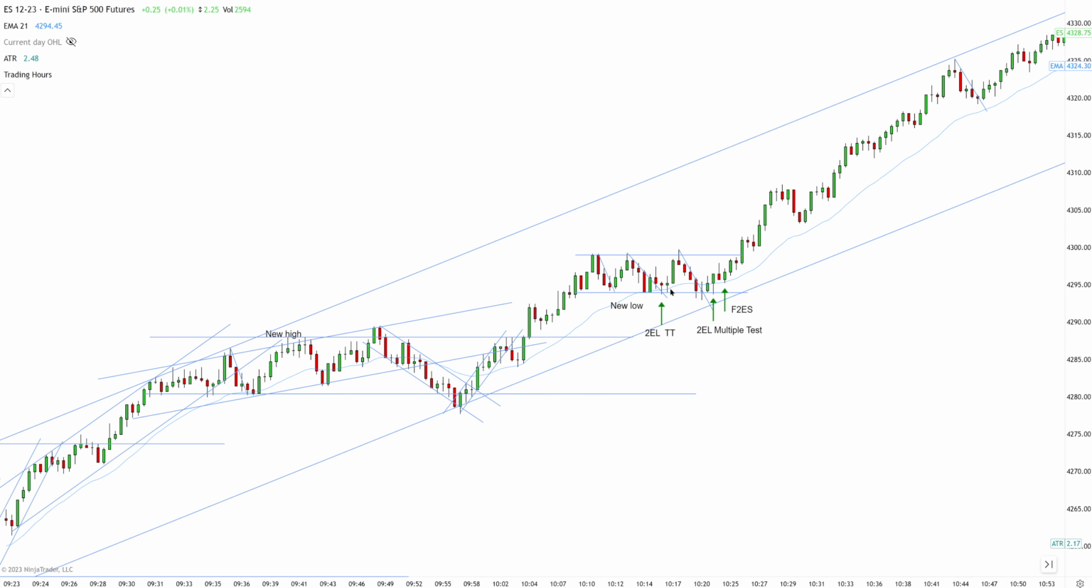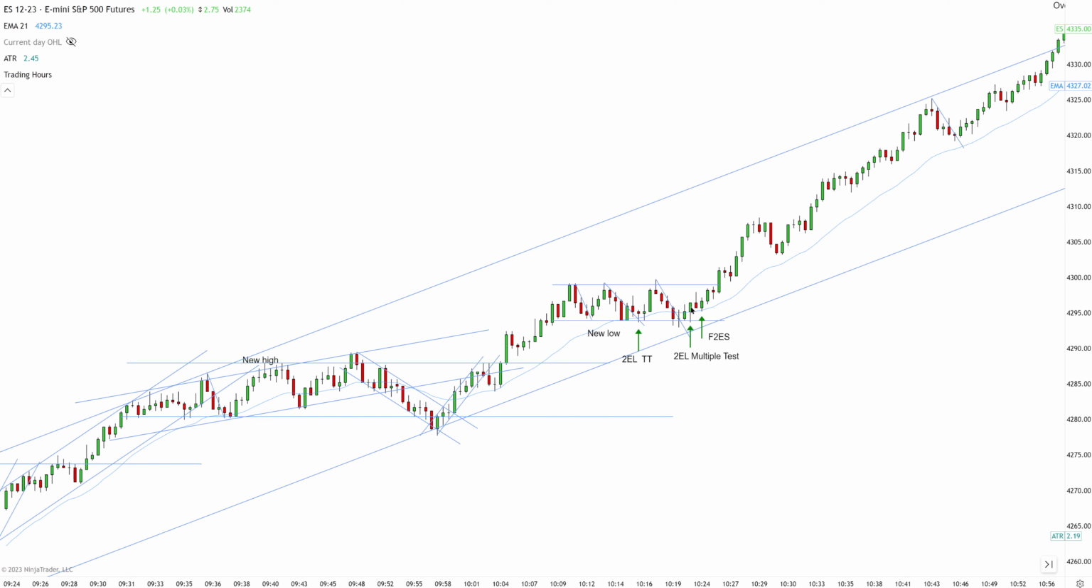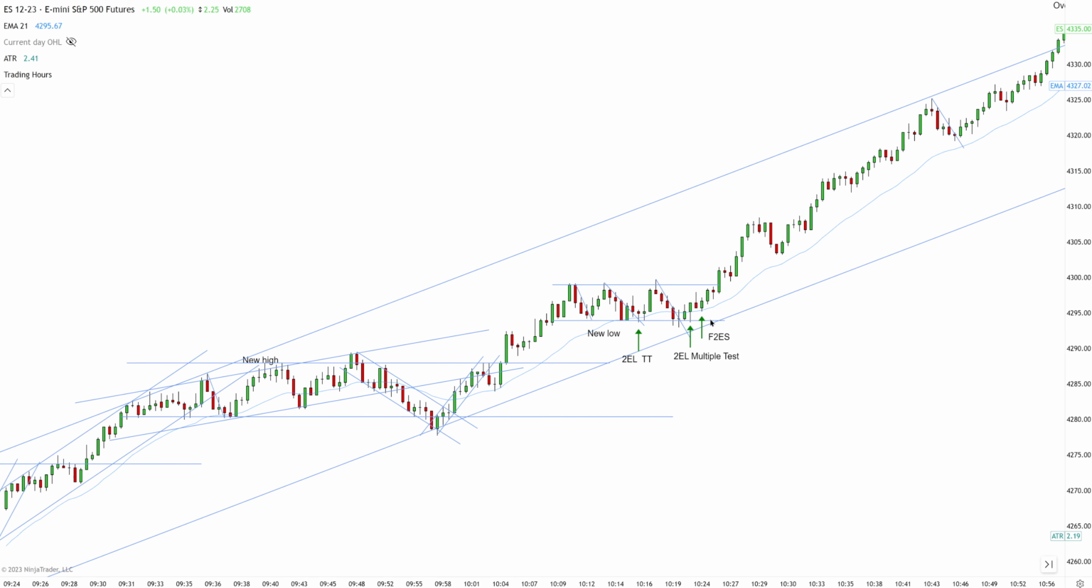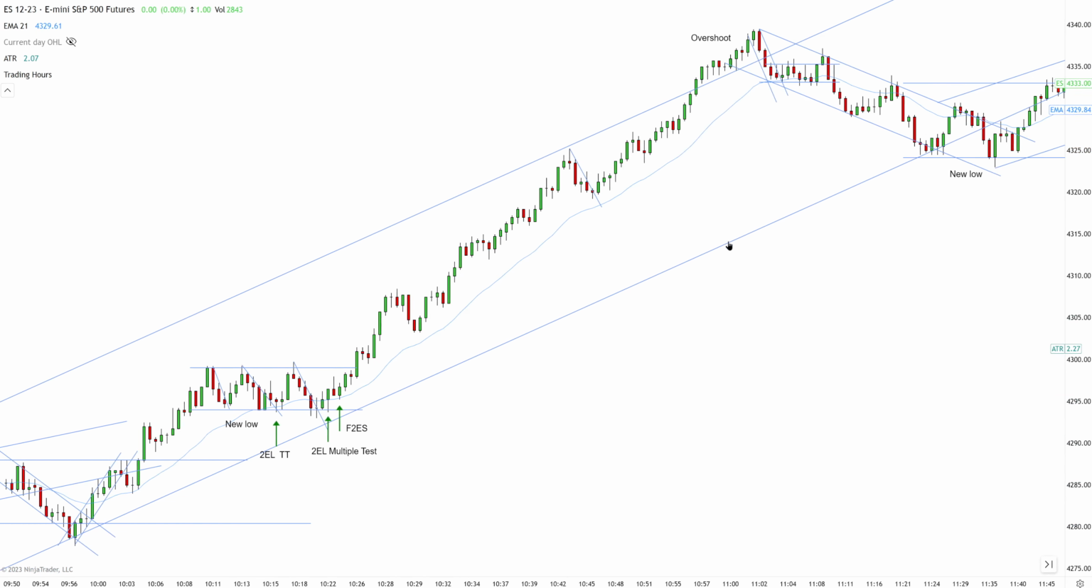And then we had a second entry long triple test, two key entry points, followed by multiple tests, or we can call it a quadruple test, the second entry long, and shortly after even the failed second entry short. The goal of a price action trader is to wait for the correction phase to end and capitalize on the push phase beginning at the key entry point.